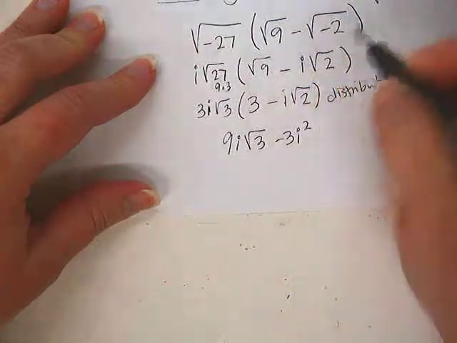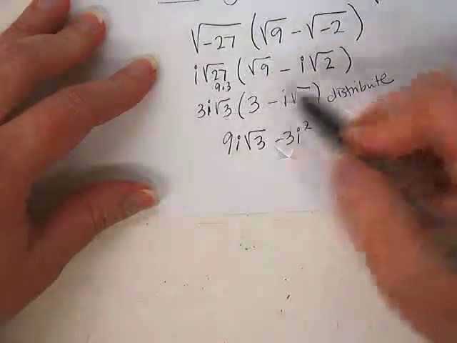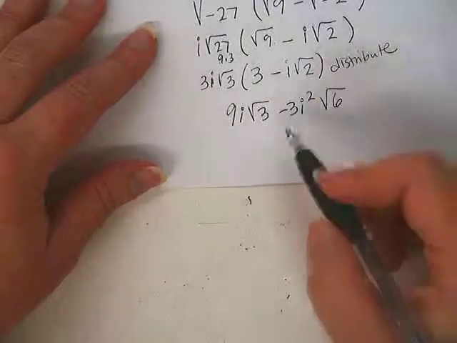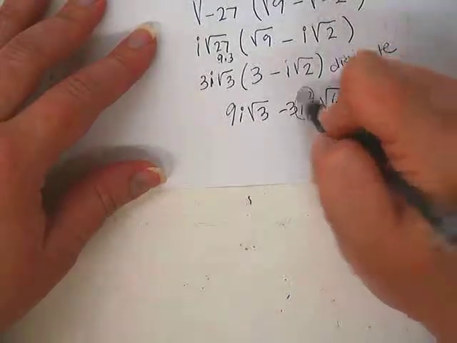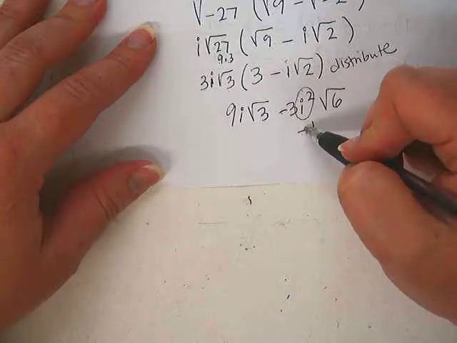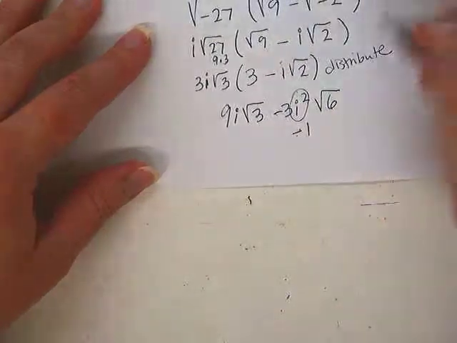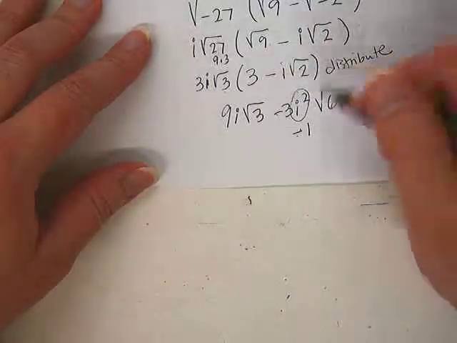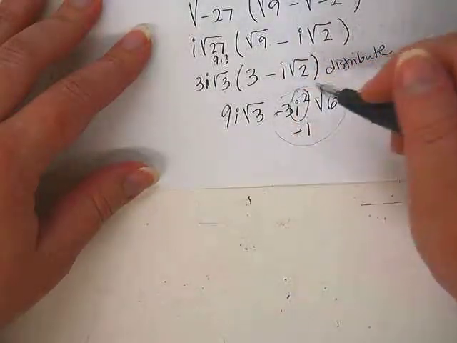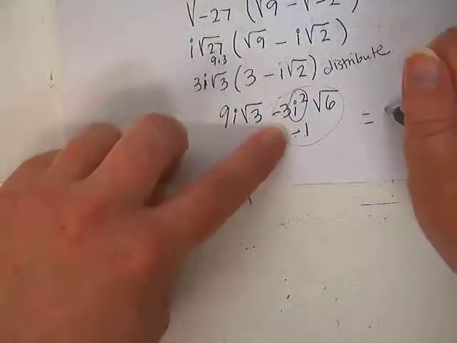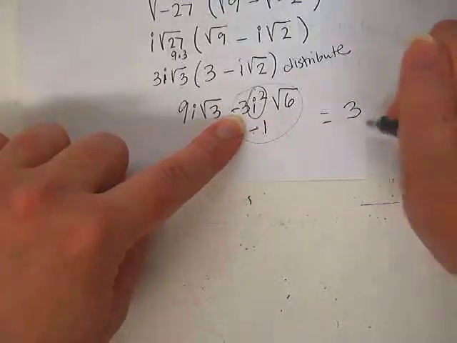So 3i times 3 is 9i, and then we have the square root of 3, and then we have 3i times negative i, so negative 3i squared, and then we have a square root of 3 times the square root of 2, which is a square root of 6. This i squared turns into a negative 1, which turns our negative 3 into a positive 3.